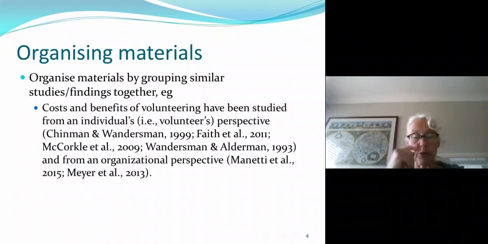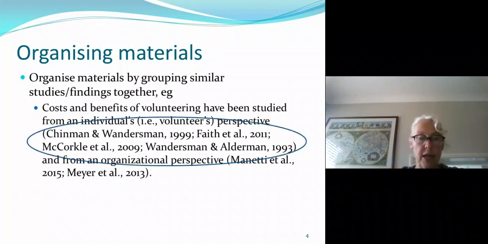So another tip is organising materials. Sometimes students say to me, I want to talk about 4 or 5 studies, and they just go through each study one by one. That's something I've suggested you should avoid. That's much more like an annotated bibliography. But I've got a nice example here that shows how a number of studies are all mentioned in a couple of points.